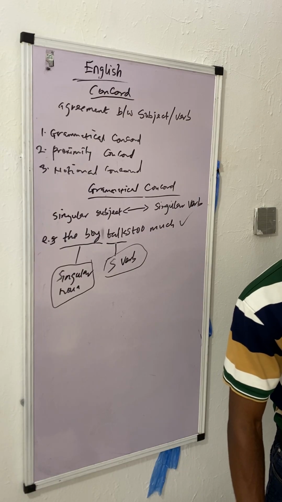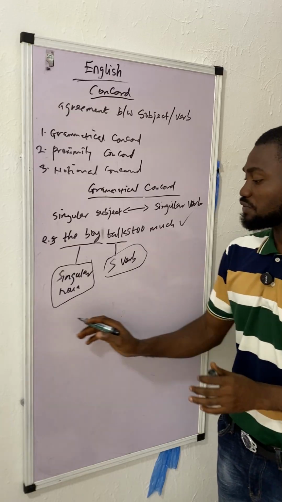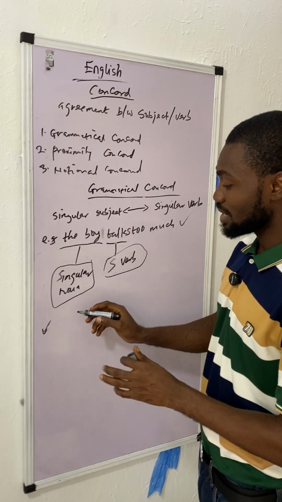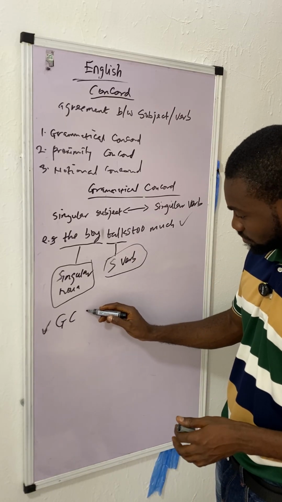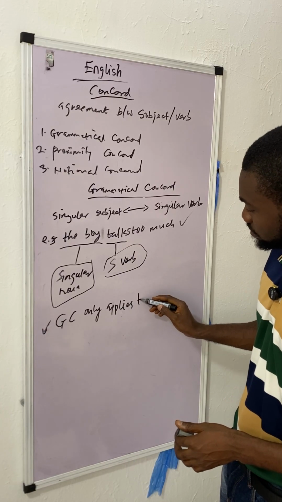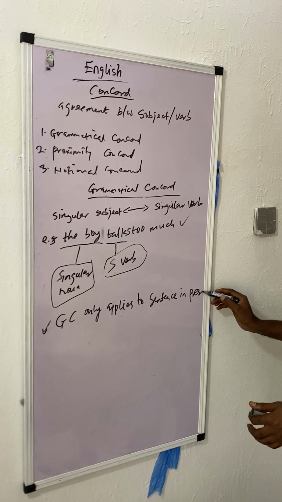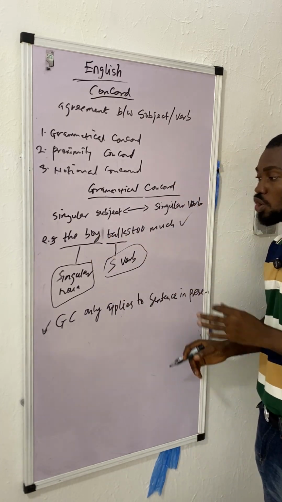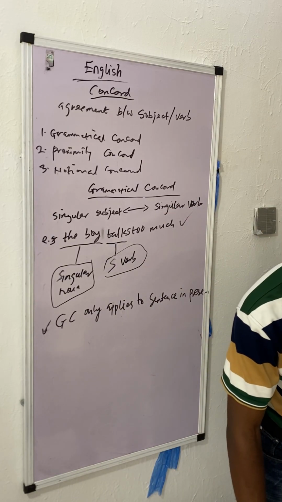Let's look at the exception to the grammatical concord rule. There's an exception. Number one is that grammatical concord only applies to sentences in the present tense. Only applies to what? Sentences in the present tense. So look at this one. The boy talks too much is present tense. Okay, you talk too much, correct, present tense.